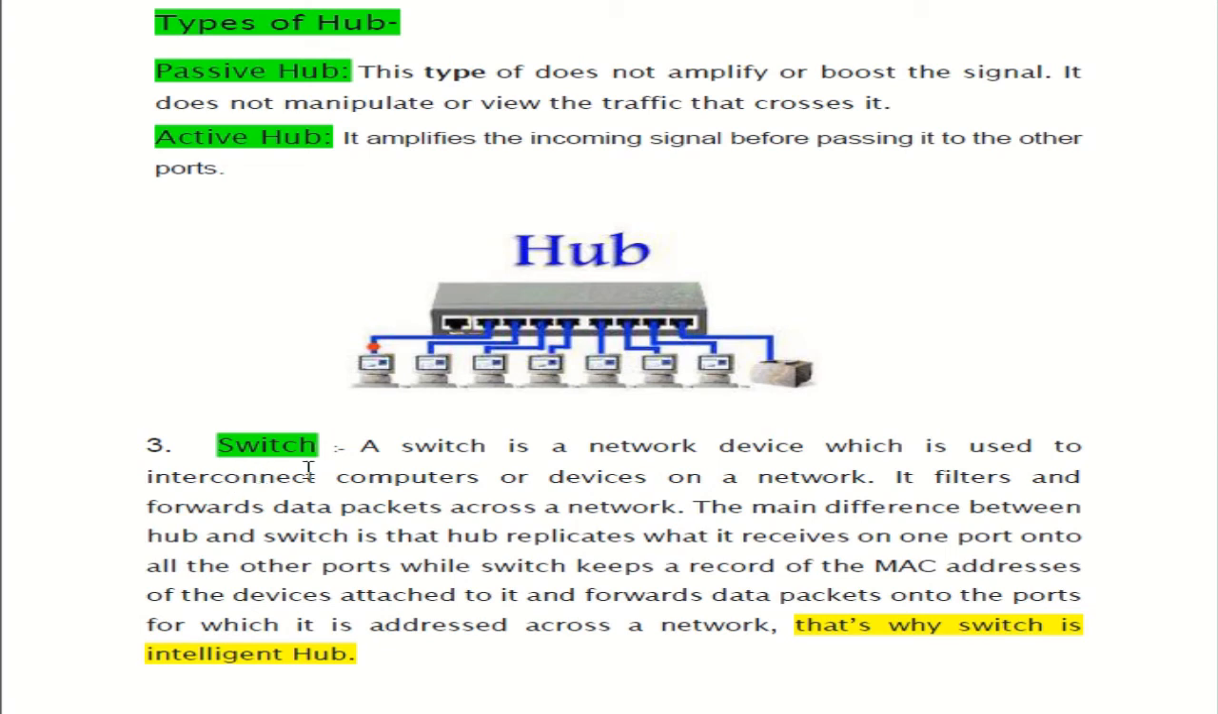Next is your switch. A switch is a network device used to interconnect computers or devices on a network. It filters and forwards data packets across a network. The main difference between hub and switch is that a hub replicates what it receives on one port onto all other ports, while a switch keeps a record of the MAC addresses of the devices attached to it and forwards data packets onto the port for which they are addressed. That's why a switch is an intelligent hub as compared to your simple hub.